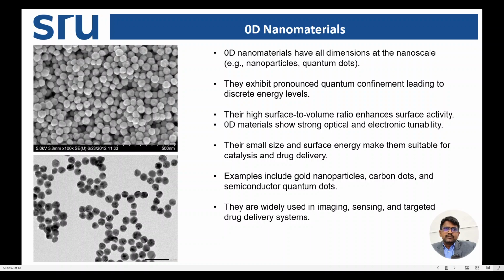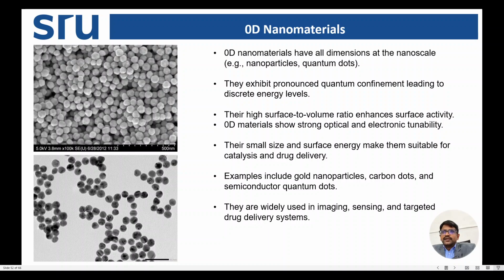You can see here, from here to here, this is 500 nanometers. From here to here you can see the dot. So the diameter of these nanoparticles must be less than 100 nanometers, definitely. These are nanoparticles. And here also you can see a TEM image, transmission electron microscope. This is the scanning electron microscope image of nanoparticles, and this is the TEM, transmission electron microscope image of nanoparticles.